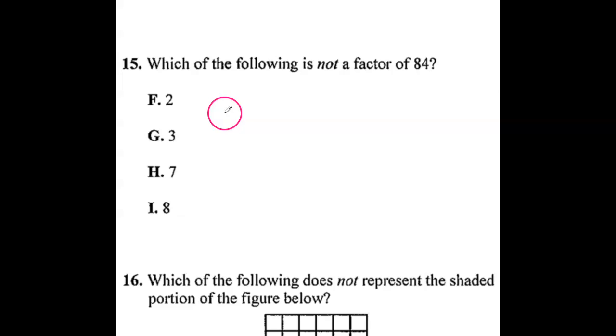Number 15 says, which is not a factor of 84? So what numbers cannot divide 84 evenly, right? That's what we're going to figure out here. You can do the GCF thing and see which number never shows up if you wanted to. So let's see here. We could divide by 2.